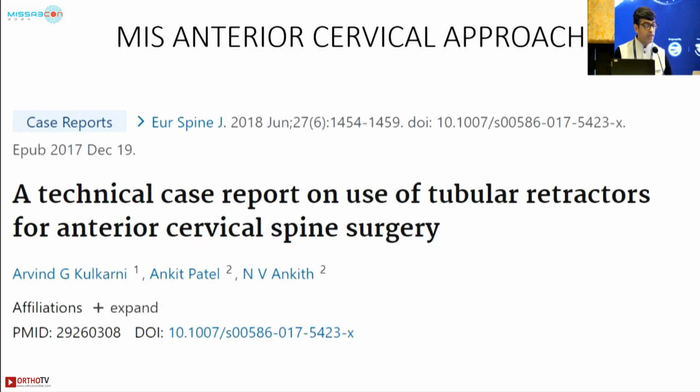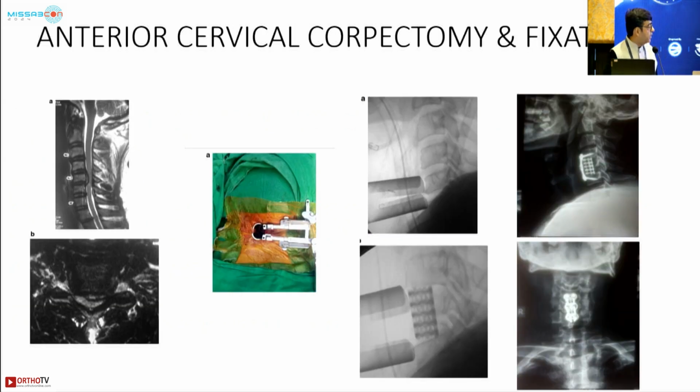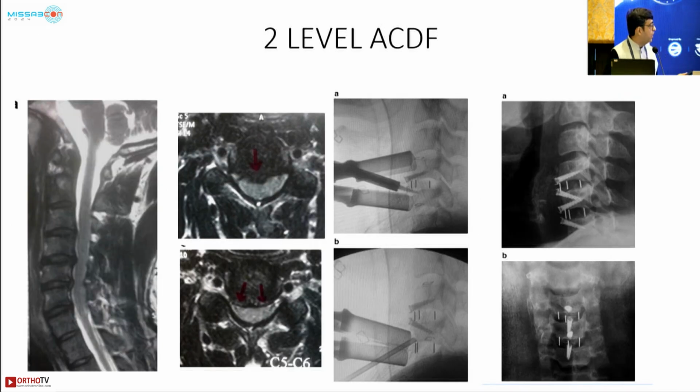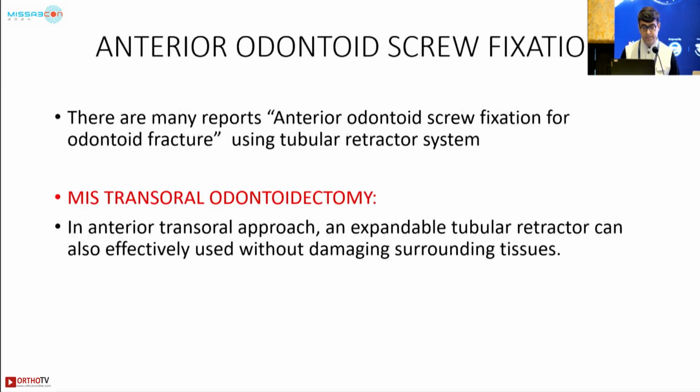MIS anterior cervical approach has been published by Dr. Arvind Kulkarni and group, who reported technical use of a tubular retractor in anterior cervical surgery. They reported a case where C5 corpectomy and fusion was done using a tubular retractor. Another case they described is a 2-level ACDF using a tubular retractor, and you can see excellent placement, but this again is of very limited use and very few people are using this approach for the anterior.